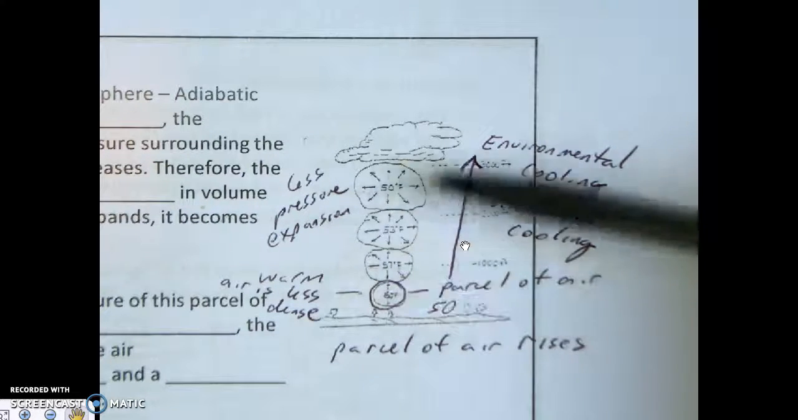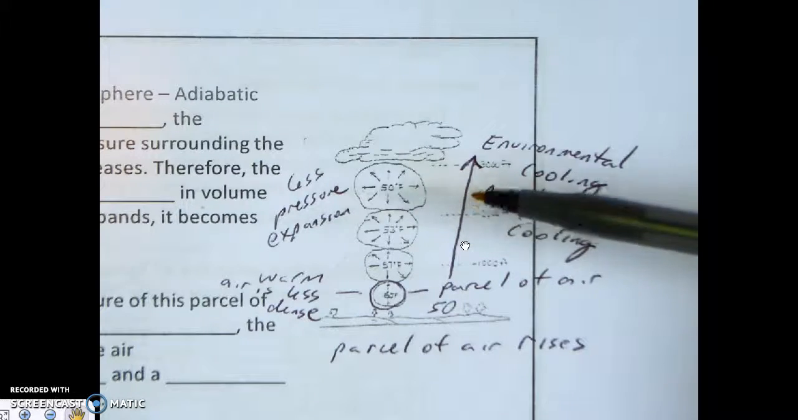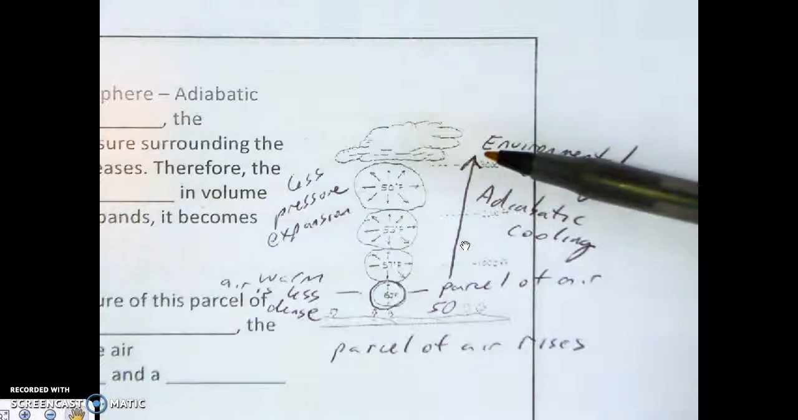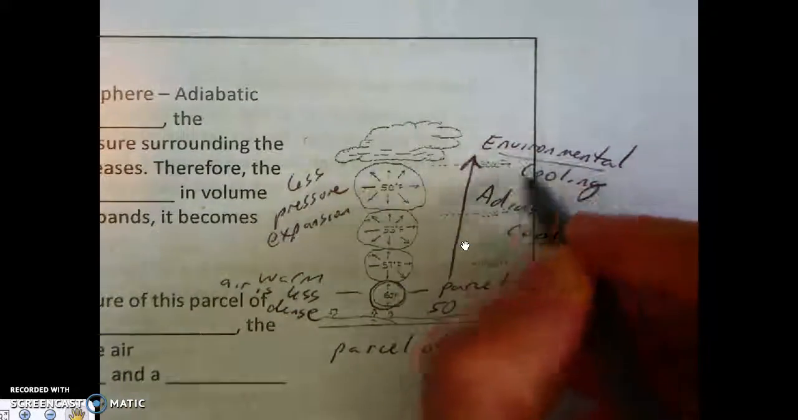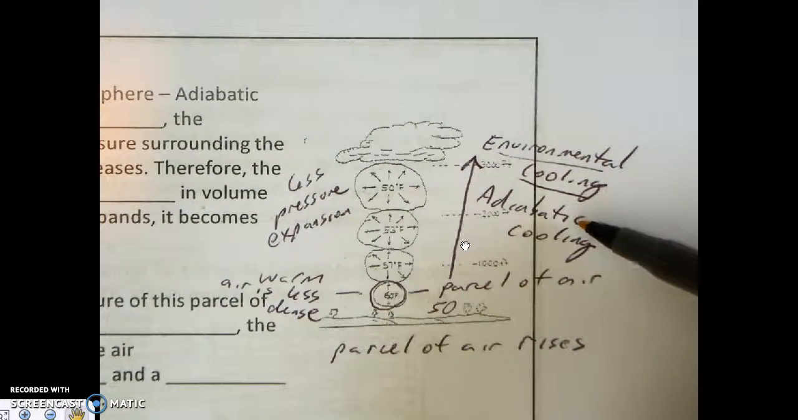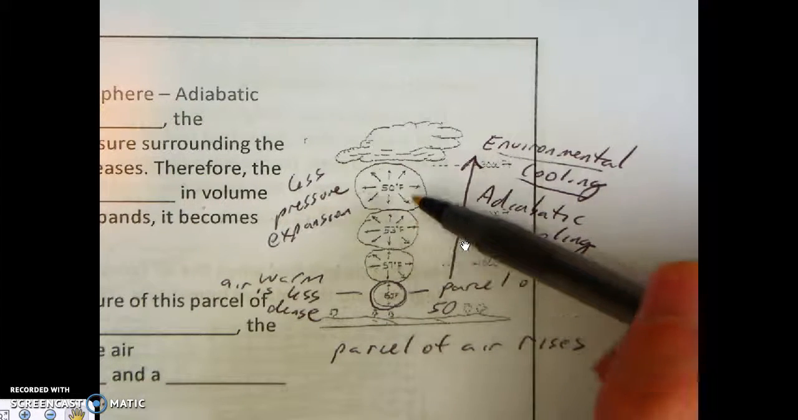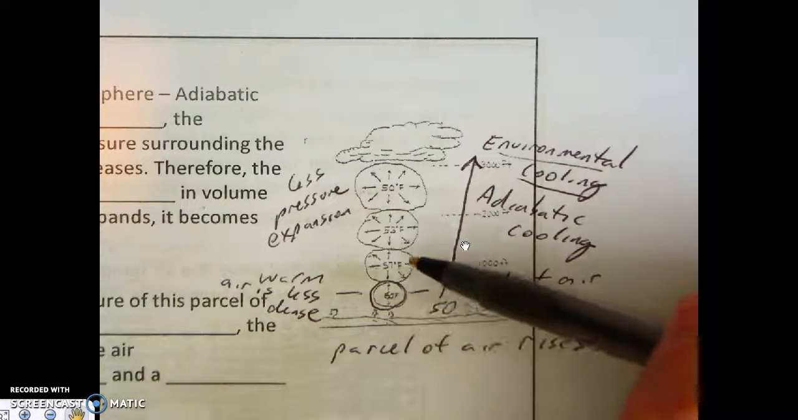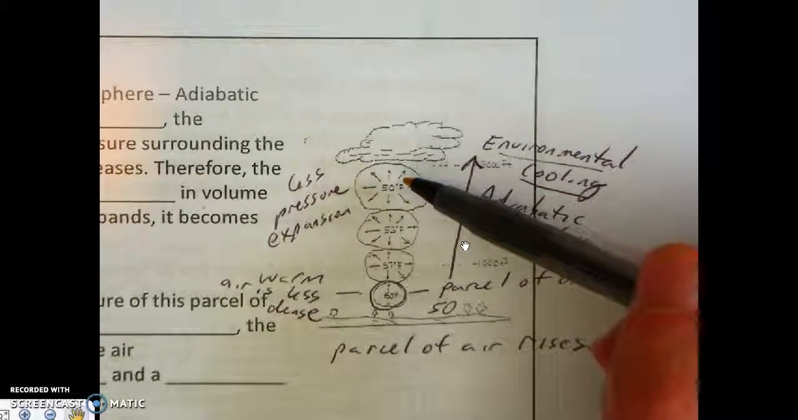And as it goes up, it encounters cooler temperature. As we increase altitude, the parcel of air is going to encounter cooler air temperatures. And this is what we mean by environmental cooling. At the same time, though, it's also cooling adiabatically. And this means that as it's expanding due to a decrease in air pressure, it's expanding. And because it's expanding, its temperature is dropping.